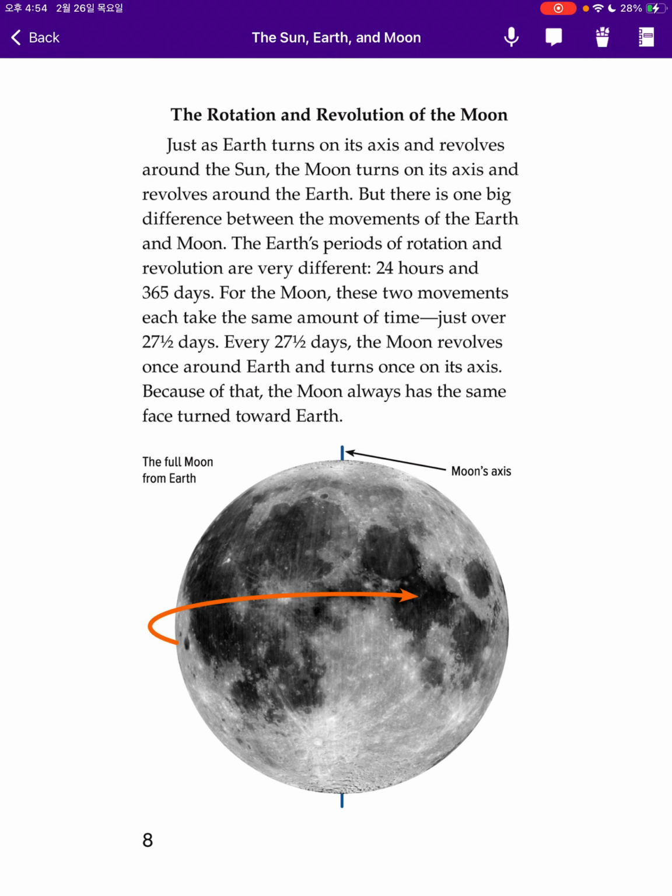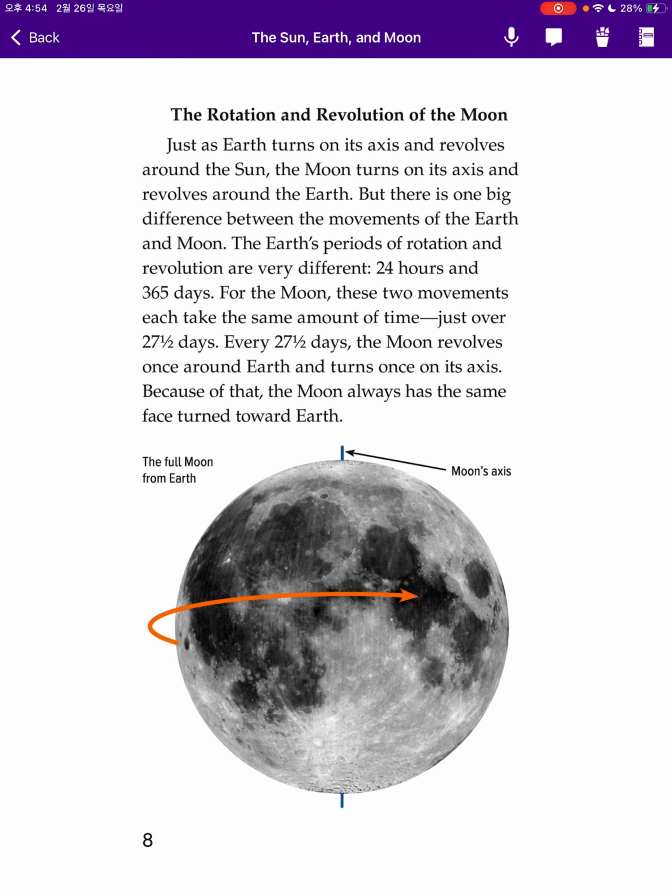The rotation and revolution of the Moon. Just as Earth turns on its axis and revolves around the Sun, the Moon turns on its axis and revolves around the Earth. But there is one big difference between the movements of the Earth and the Moon.